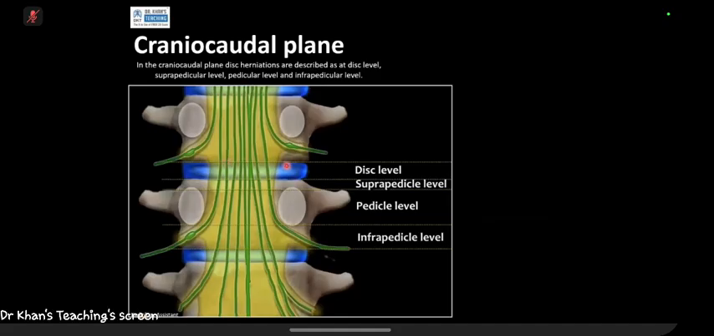The same concept is beautifully done on this diagram, which we have just covered: this is the pedicle, this is the disc level, this is the suprapedicle level, this is the pedicle level and infrapedicle. And in the lateral recess, our nerve was being compressed here, and then it passed like this. So let's go back and see the case.